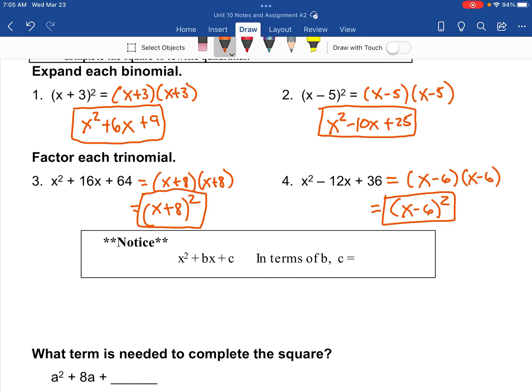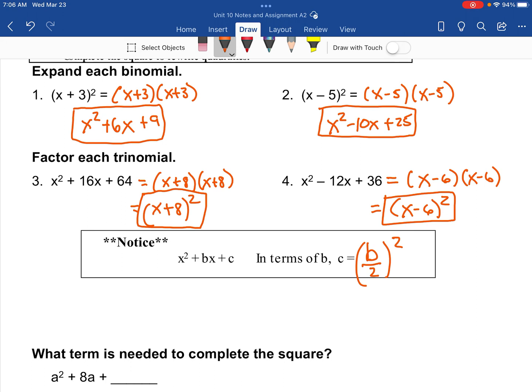Half of 16 is 8, 8 squared is 64. Okay, previous 2, number 2, half of negative 10 is negative 5, square that, it's 25. The first one, half of 6 is 3, 3 squared is 9. So basically our formula to get our c value is take half of b, so b divided by 2, and square it, okay?